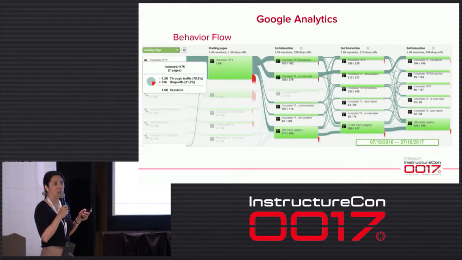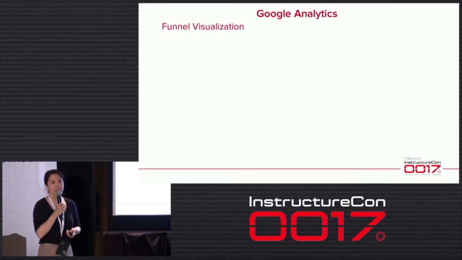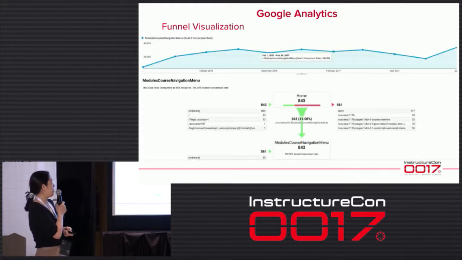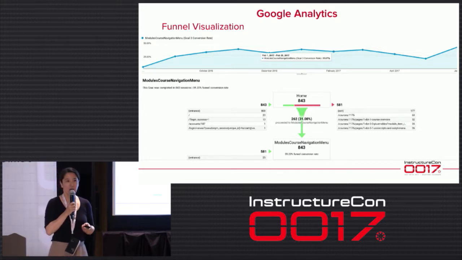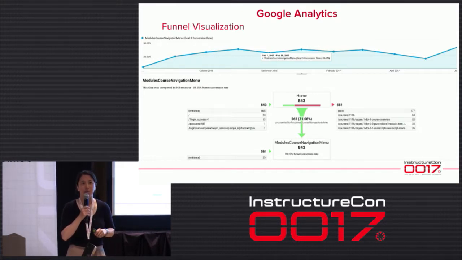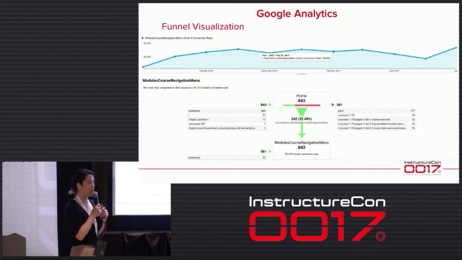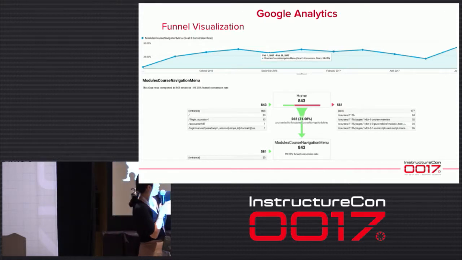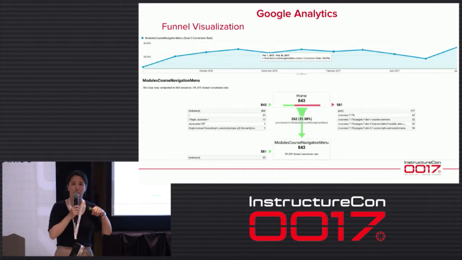Behavior flow, if you go to Google Analytics, the behavior flow chart would be the chart you can leverage to generate this sort of data. And next is funnel visualization. And to use funnel visualization, you will need to set a goal of the course. You need to know which page you want students to go to, or which click on the course navigation menu on the left side you want students to go to, and whether your students actually ever clicked on that button or went to that page. And I want to see whether students ever clicked on the module course navigation.